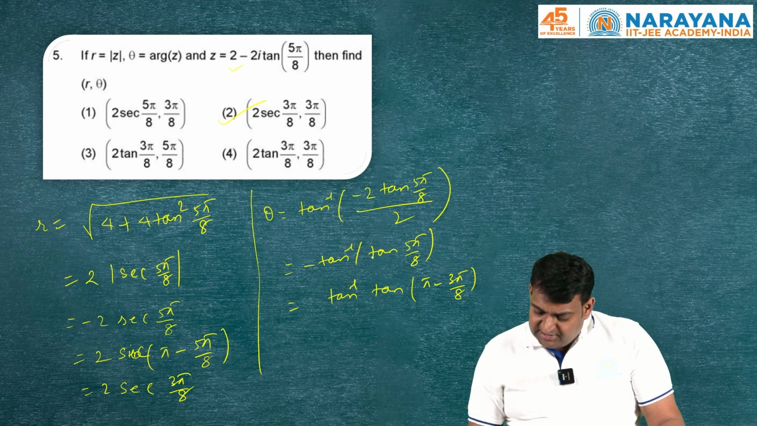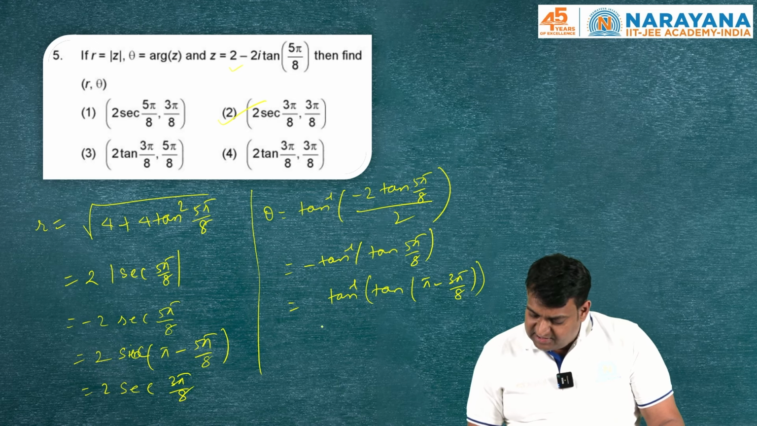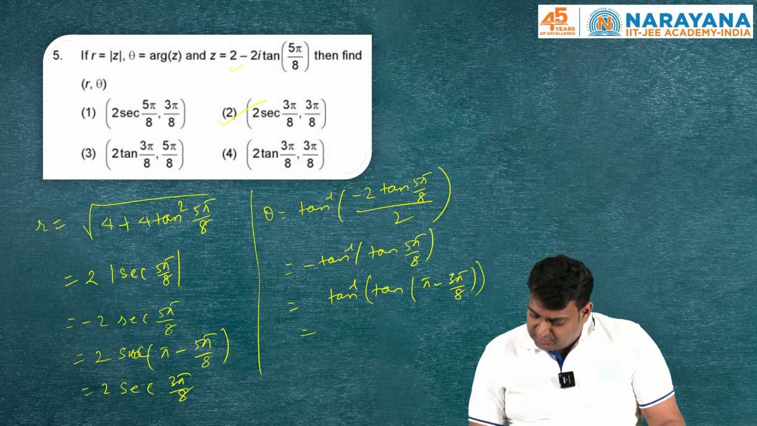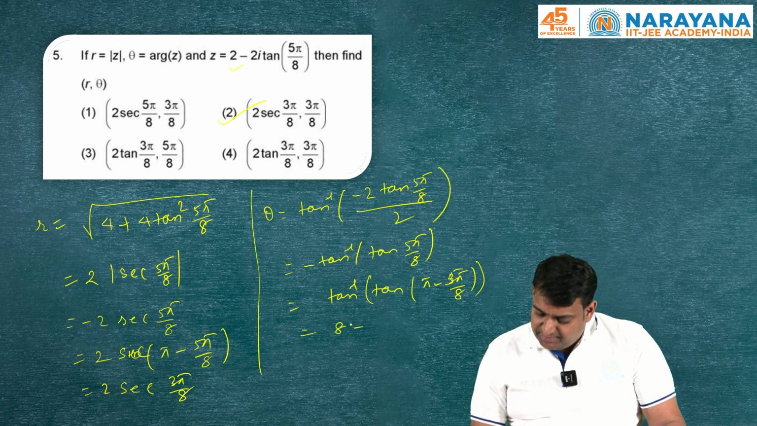Tan (π minus θ) is minus tan θ, minus of minus plus. Now π minus 3π/8 came in the range of tan inverse. So the answer should be 5π/8, so the answer should be 8π minus 5π/8. That is simple. 3π/8 is the argument.